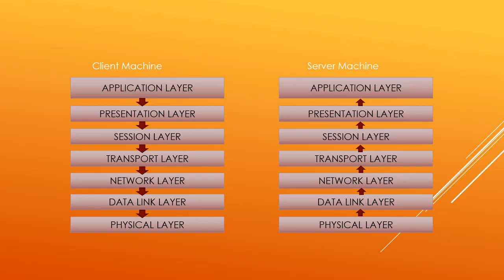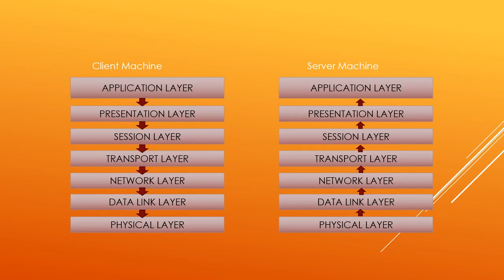At any point, it could change. Maybe node 2 is sending a request and node 1 is receiving it. In this case, node 2 is the client machine and node 1 is the server machine. So the OSI model is the physical and logical organization of the network.